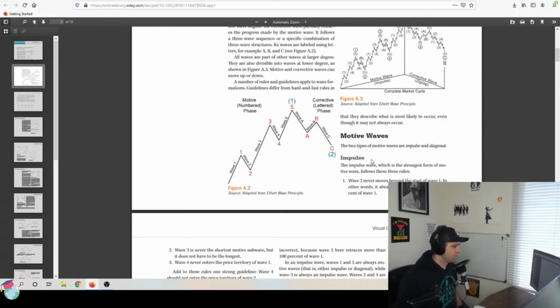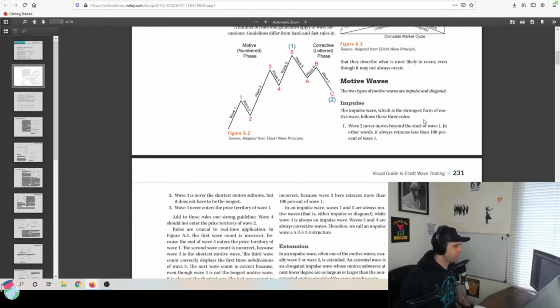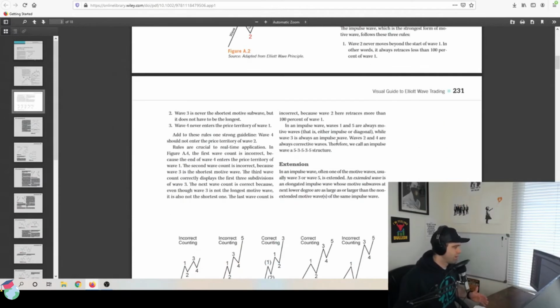So motive waves. The 2 types of motive waves are impulse and diagonal. The impulse wave, which is the strongest form of motive wave, follows these 3 rules. 1, wave 2 never moves beyond the start of wave 1. In other words, it always retraces less than 100% of wave 1. 2, wave 3 is never the shortest motive subwave, but it does not have to be the longest. 3, wave 4 never enters the price territory of wave 1.